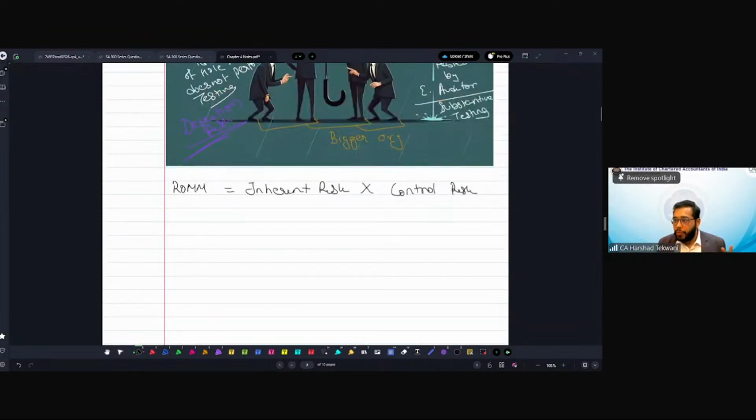And when you multiply that risk of material misstatement with the detection risk, that the auditor might not be able to identify all the risks of material misstatement on a timely basis, you get the audit risk, that the opinion is incorrect. Clear? Any doubt? Any doubt?